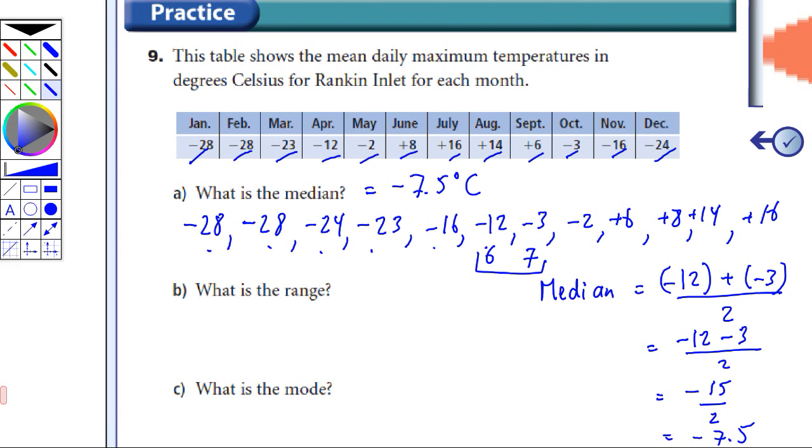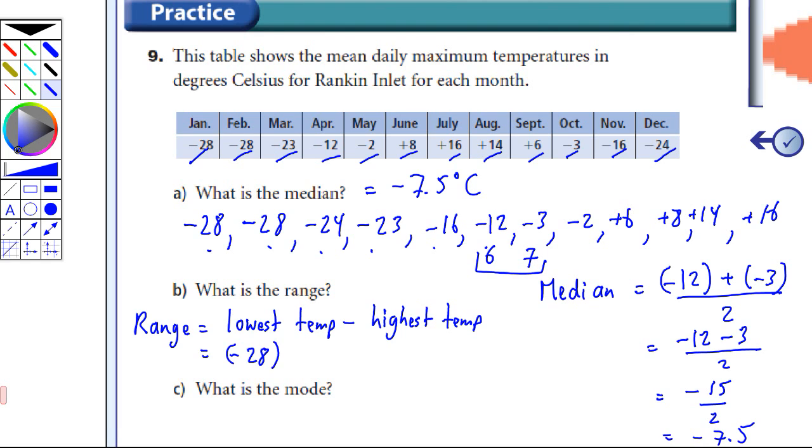The range is going to be the largest, the lowest temperature, which is going to be, so the range equals the lowest temperature. I'll just write temp, subtract the highest temperature. So our lowest temperature is minus 28, and we're going to subtract our highest temperature, which was plus 16.